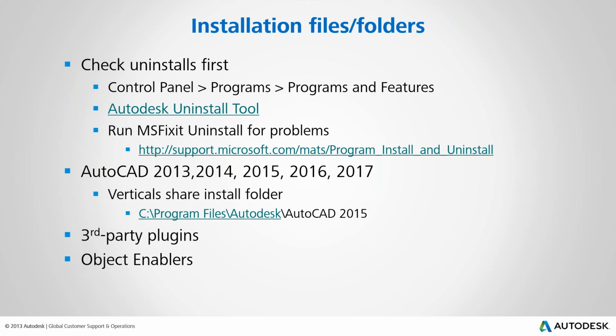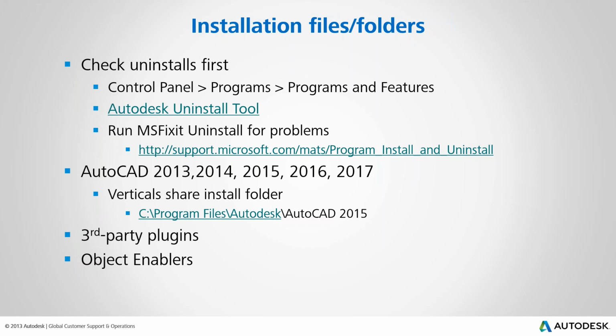And with 2013 and newer versions of AutoCAD, they all share the same folder. So, not the AutoCAD and the verticals from that year, I should say, share the same base install folder. So if you have AutoCAD 2015, Civil 3D 2015, and AutoCAD Mechanical 2015 installed, they're all going to use C:\Program Files\Autodesk\AutoCAD 2015 as their main folder. And then the verticals are going to have subfolders within that one that have the files that are particular to each of those different verticals, but they're all going to share the same acad.exe file and things like that.